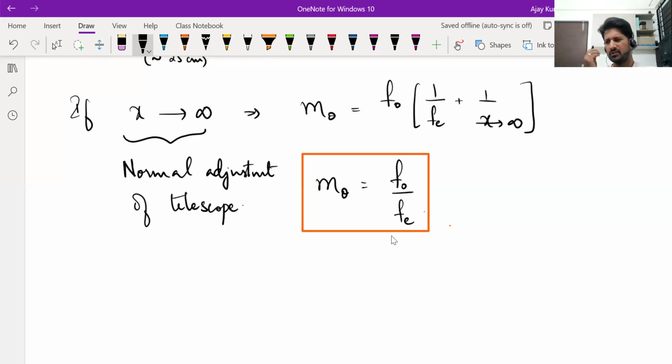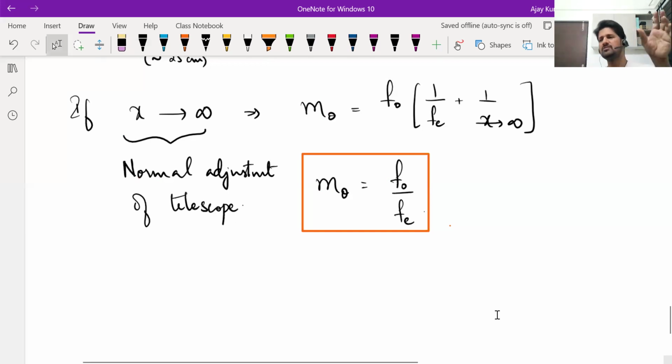Why do we want the final image to form at infinity? Because for our eyes, it is very comfortable to look at something which is far away. Now you may ask, sir, the object is also at infinity, so why form the image at infinity? Because it's an image which subtends a bigger angle on your eye than the original object. That's all. We want a bigger angle. We want angular magnification. It doesn't matter where the image forms. And you are getting angular magnification, f0 by fe.